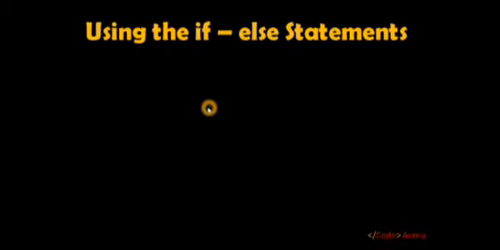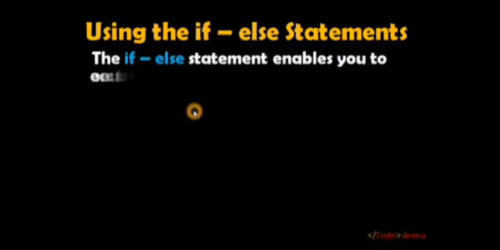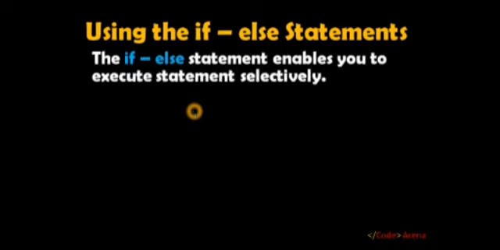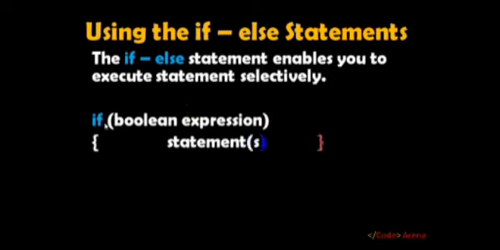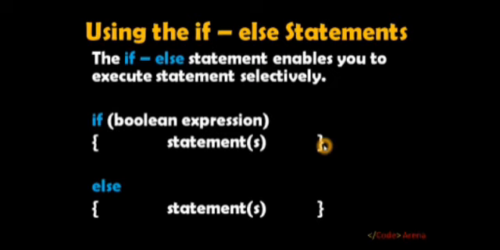Now let's take one of these types of conditional statement after the other. Using the if else statement: the if else statement enables you to execute statements selectively. Don't forget, it enables you to execute statements selectively. And what is the syntax of writing this if and else statement? To write an if and else statement, you start by writing if, then open your parentheses with the Boolean expression, then your curly brace, then the statement, and you end it with a curly brace. Then you put your else, curly brace, and the statement, then also end it with another curly brace.